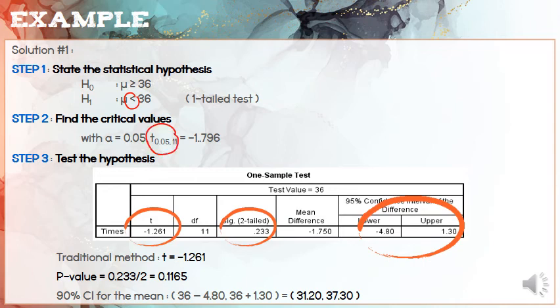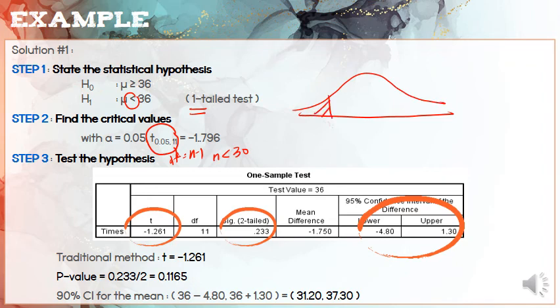kita pakai T sebab apa, n is less than 30. Kenapa alpha tak bahagi dengan 2? Because this is a one-tail test, alpha sini tak payah bahagi 2. 11 adalah degree of freedom, n minus 1. So here kita dapat critical value kita negative 1.796 and because this is a one-tail test, kita ambil one-sided sahaja. Okay.